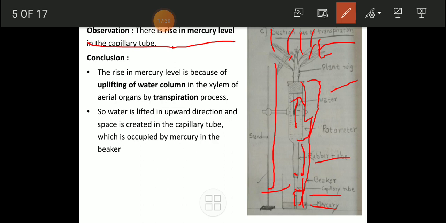The rise in mercury level is because of uplifting of a water column in the xylem of aerial organs by the transpiration process. So water is lifted in upward direction and space is created in the capillary tube, which is occupied by the mercury in the beaker. This is a very interesting experiment, my friends. Keep in mind, you can do these experiments at our places, with the things which are available to us at our places.